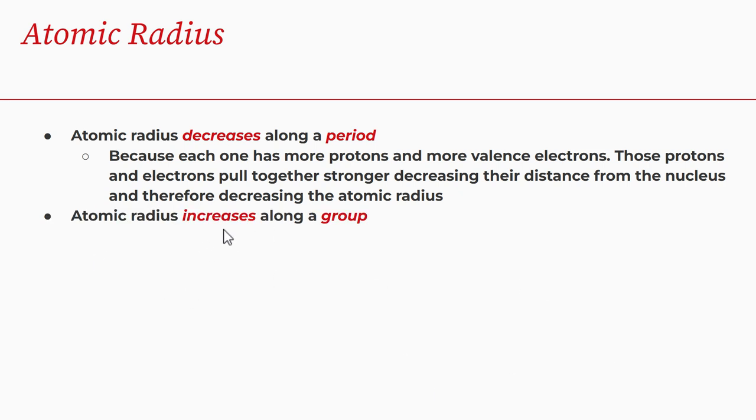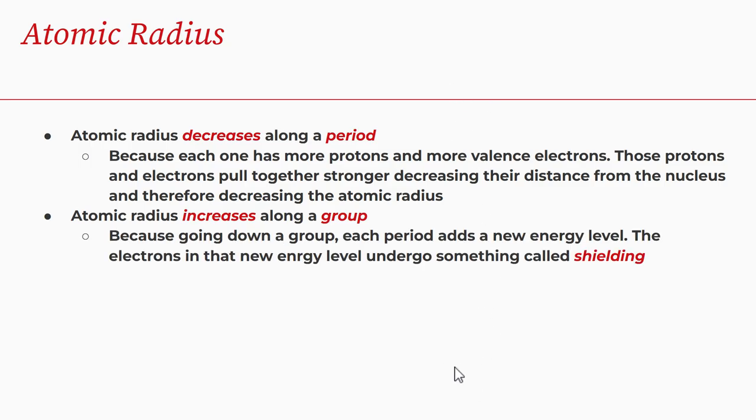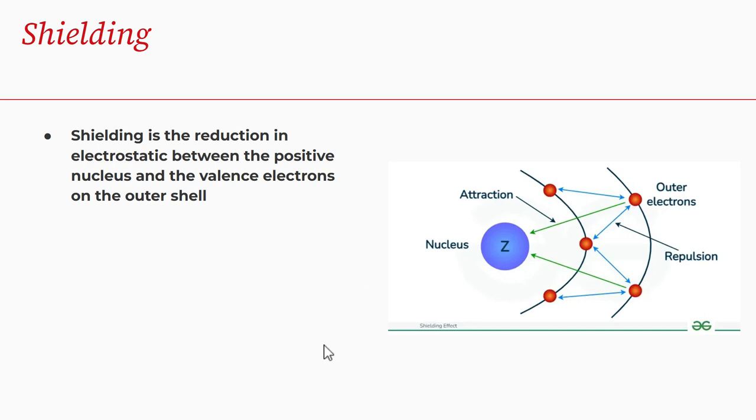The atomic radius increases along a group. So as we go down a group, each element has a larger atomic radius. That's because going down a group, each period adds a new energy level. The electrons in that new energy level undergo something called shielding from the electrons in lower energy levels. Shielding is the reduction in electrostatic attraction between the positive nucleus and the valence electrons on the outer shell.